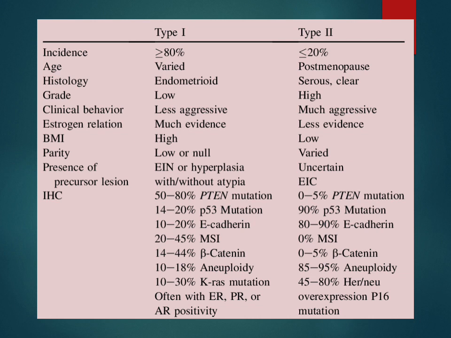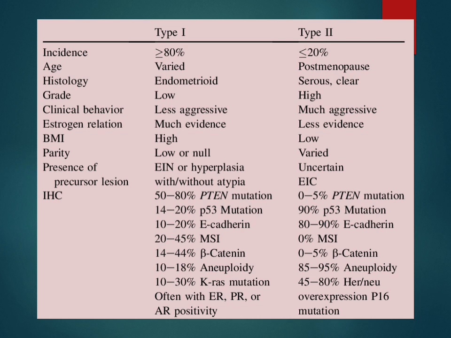Type 2, less common, but typically these women are older. The histology is usually serous or clear cell types. These are high-grade aggressive tumors, not related to estrogen. There is particularly a risk factor for black women with this. They're 2 to 3 times more likely to have these type 2 cancers than otherwise matched white women. BMI is not really associated with these type 2 cancers. Neither is parity. There's probably not a precursor lesion.